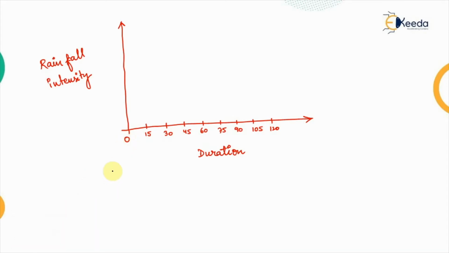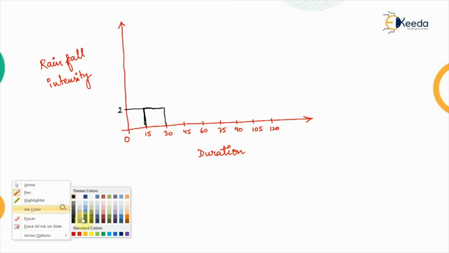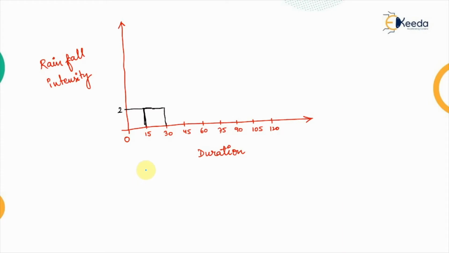For the first 0 to 15 minutes, the rainfall intensity was 2 centimeter per hour. So this will be the rainfall intensity at 2. Then again for the next 15 minutes, it remained the same at 2 centimeter per hour. Then for the next 15 minutes, it jumped up to 8 centimeter per hour. So let's say this is corresponding to 8. This line will be representing the 8 centimeter per hour. This is 4. This is 6.